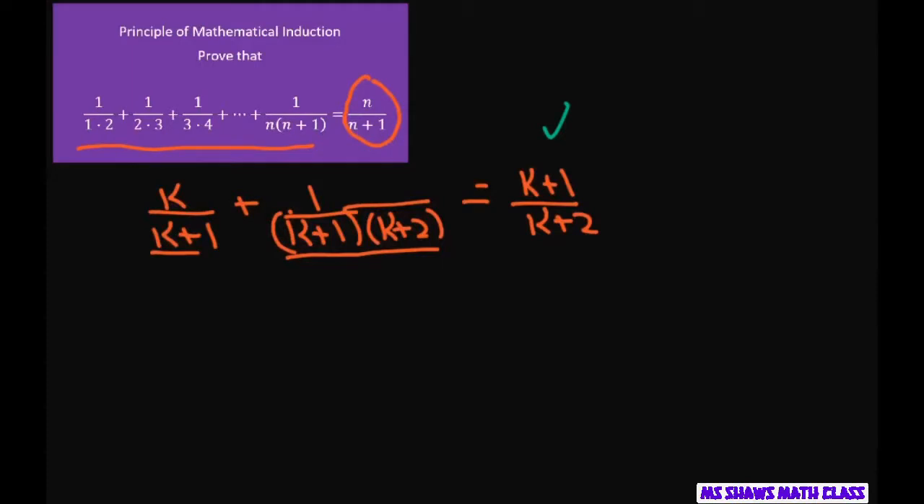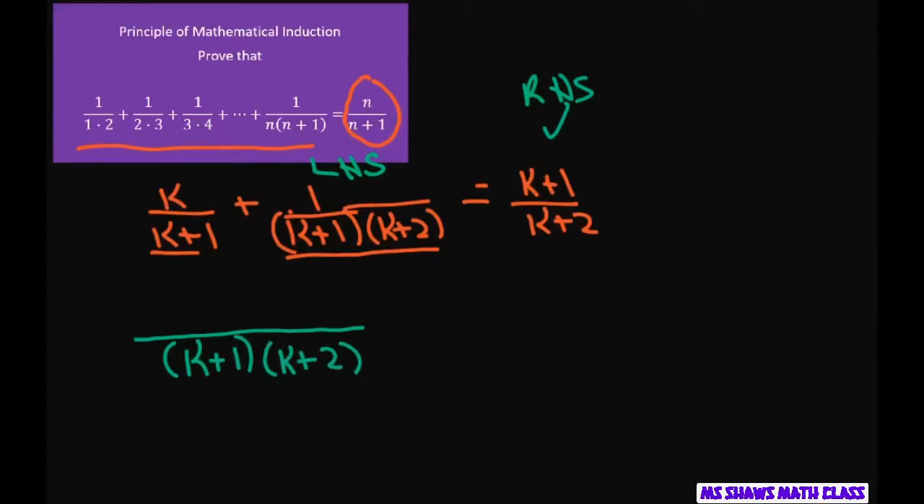So now we have to make the left-hand side look like the right-hand side. Here we want to get our common denominator, which is k plus 1 times k plus 2. For this part, what's missing is the k plus 2. So all we're going to do is write k times k plus 2. Again, to make the common denominator, if you put a k plus 2 here, you have to put it here. Okay, and then we have our plus 1.